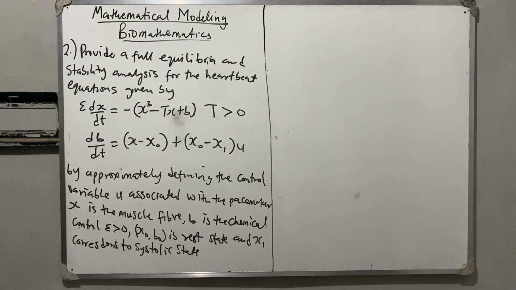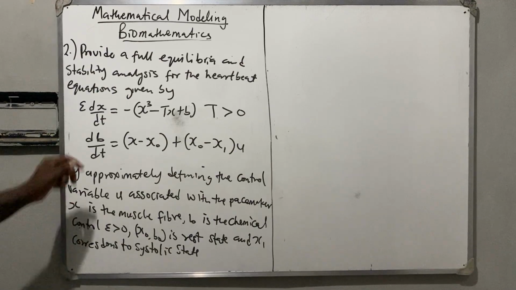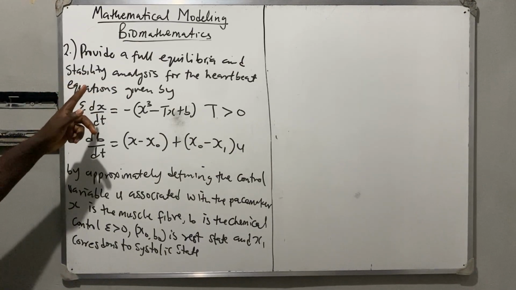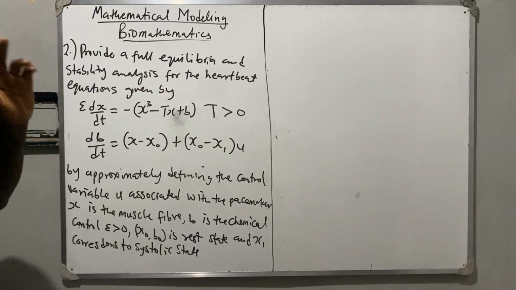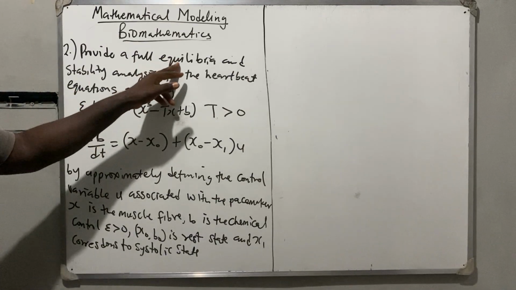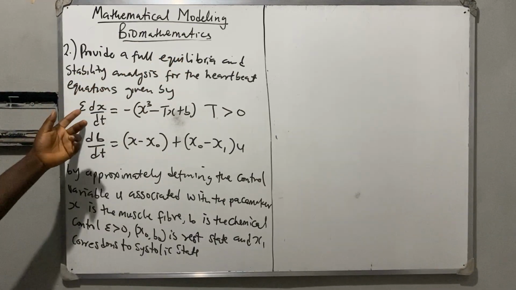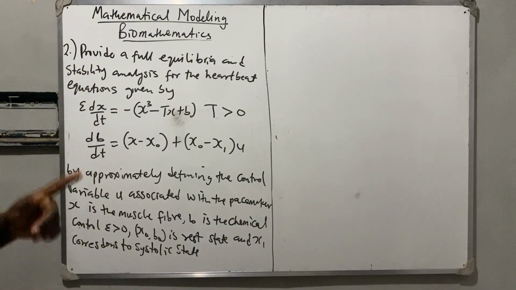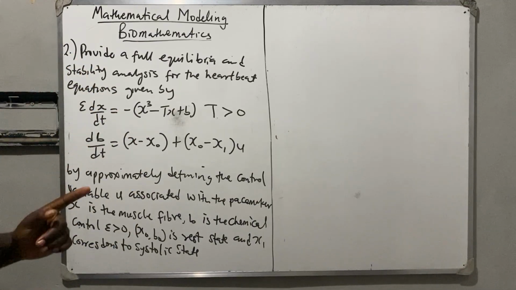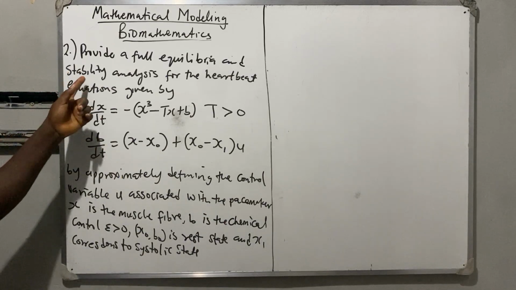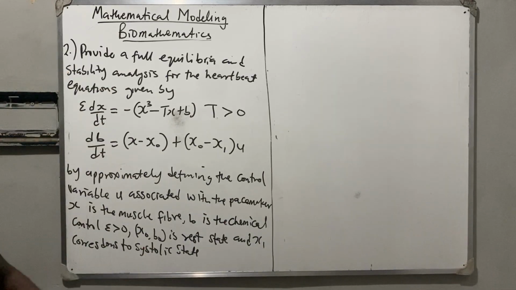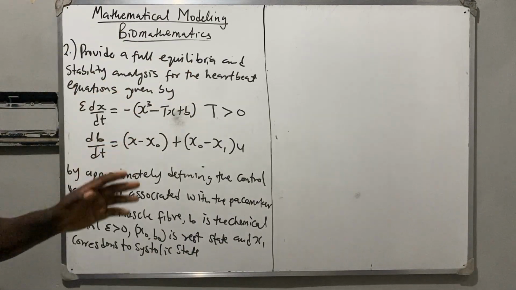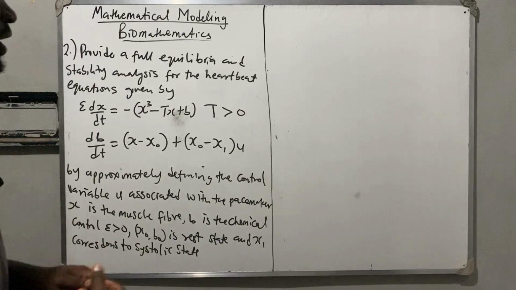Muscle fiber. Now, anytime we are asked to find stability and equilibria, there are two things that should come to your mind. For equilibria, the derivative of t must be 0 at equilibria. Listen, at equilibria, the derivative of t must be what? 0. Then for stability, we are going to use the Jacobian matrix. So note this: anytime you are asked to find equilibria in biomathematics, you remember the derivative.